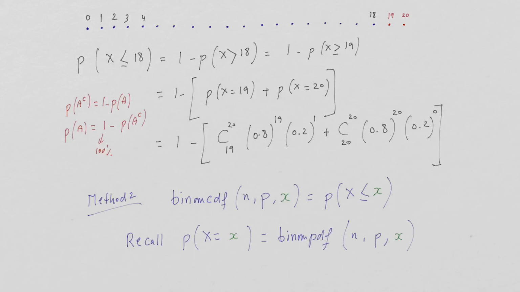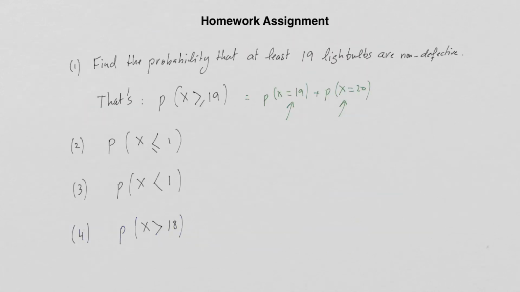But how do I use the calculator? You can do 1 minus the probability that X is less or equal to 18. Isn't that true? Because if I want at least 19, which means either this or that, which means these two, I can do the complement and say 1 minus the probability that X is less or equal to 18. See how I converted this into this?